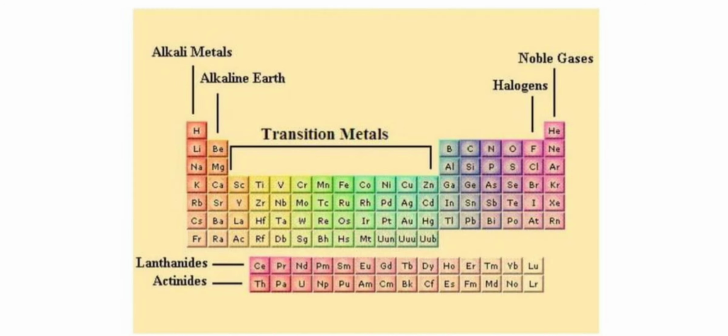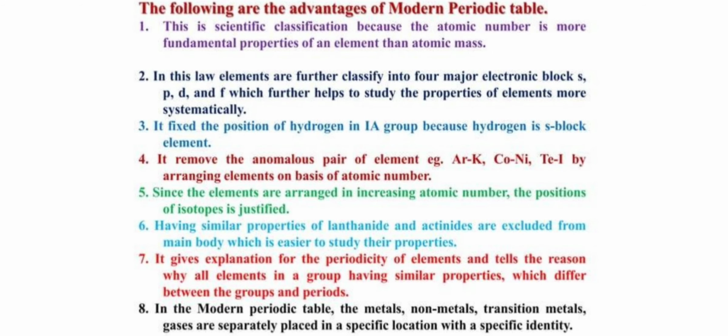This periodic table you can read from the NCERT. The following are the advantages of the modern periodic table. The scientific classification, because atomic number is a more fundamental property of an element than atomic mass. I said the most important is atomic number. This modern periodic table is mostly concentrated on atomic number and also classified based on atomic number only. In this law, the elements are further classified into four major electronic blocks: s, p, d, f. They further help to study the properties of elements more systematically.